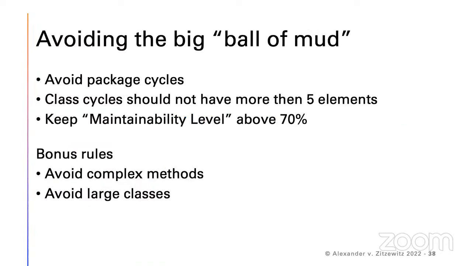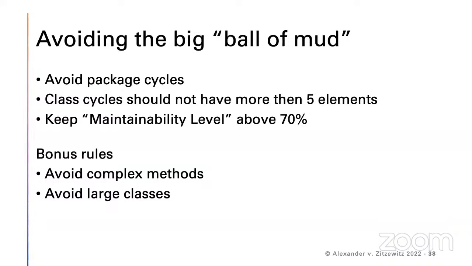Now, how do you avoid the big ball of mud at the end? So some very simple rules. Avoid package cycles. That's one of the first things. Then if you have class cycles, make sure that within the same packages I have not more than 5 elements. Keep your maintainability level above 70%. Just by following those rules, I can tell you that you will be better than 90% of all systems of comparable size and complexity.